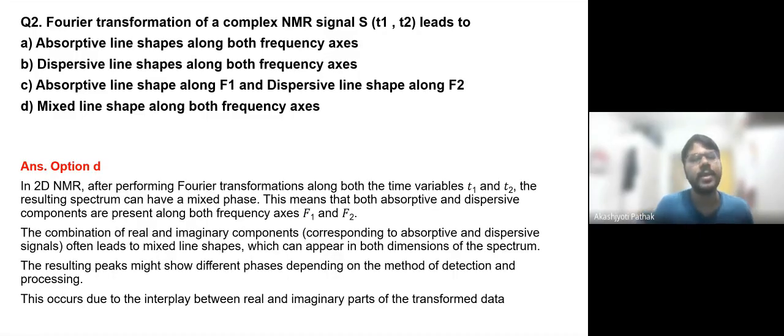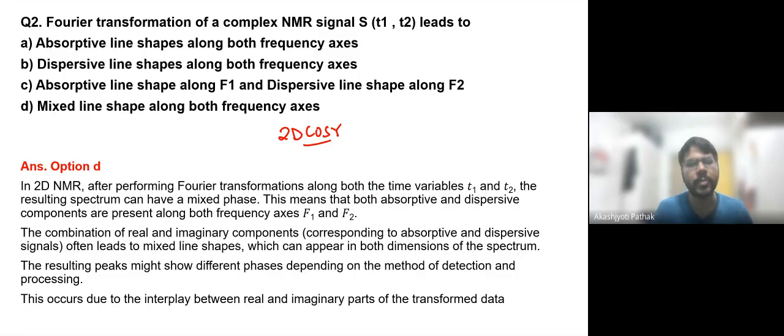So basically here you can get all different types of information. Like we will see in the case of 2D COSY experiments also, you can have both absorptive line shape and dispersive line shape. You can get mixed line shapes along both frequency axes. So in 2D NMR, after performing Fourier transformations along both the time variables t1 and t2, the resulting spectrum can have a mixed phase. This means that it can have both absorptive and dispersive components, and they can be present along both F1 and F2 as well.